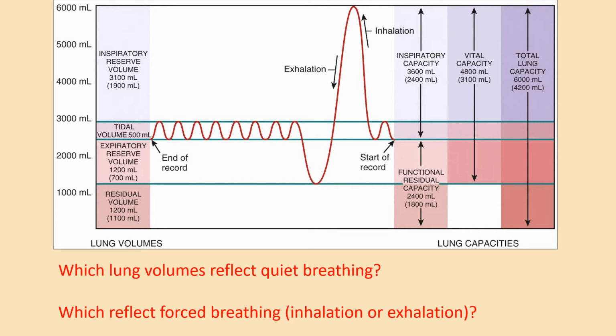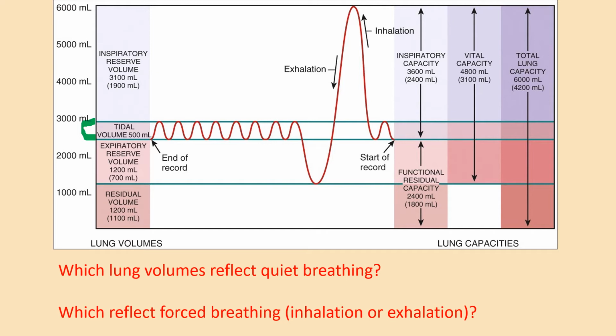I hope you recognize this diagram because we looked at it during the spirometry activities in the lab. And this is what we were talking about a moment ago. This is tidal volume. This is the amount of air that moves in and out of your respiratory system during quiet breathing, and it's roughly 500 milliliters. And then anything beyond that, anything beyond quiet breathing is considered forceful breathing.